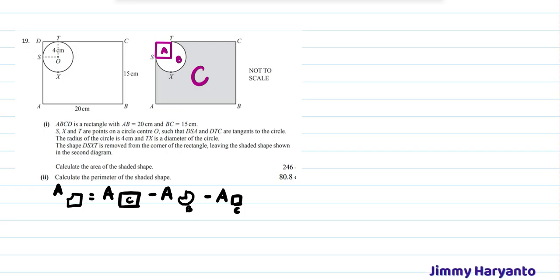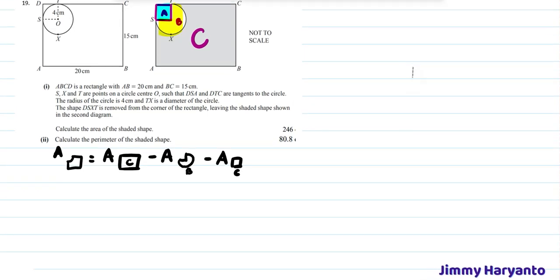And then next is 19. For question 19, I already split the image into 3 parts, A, B, and C. So A is a square on the top left, and then B is 3/4 of a circle, and then C is the rectangle.